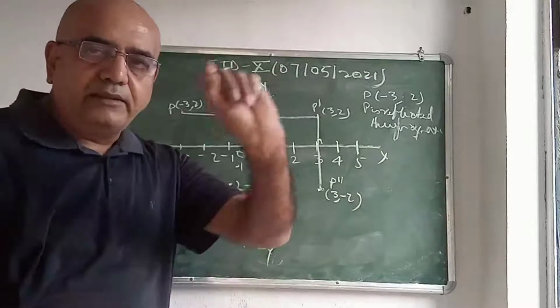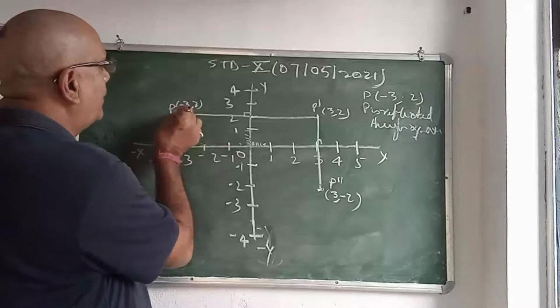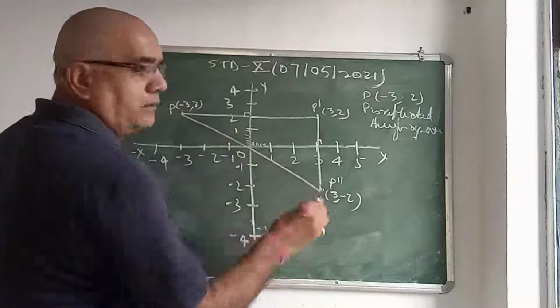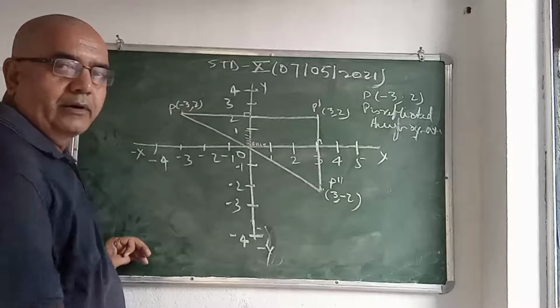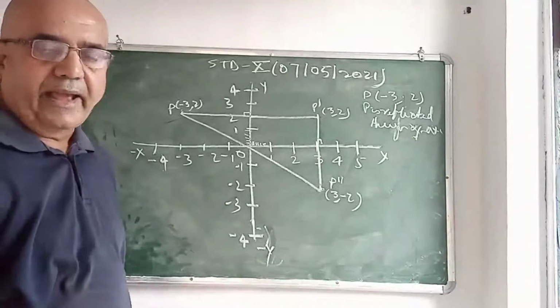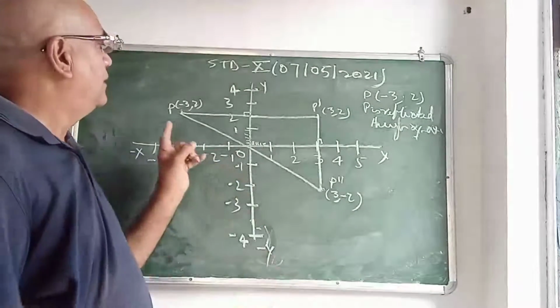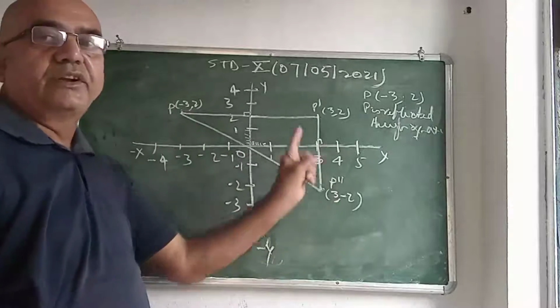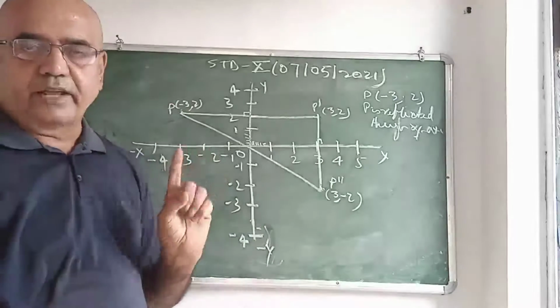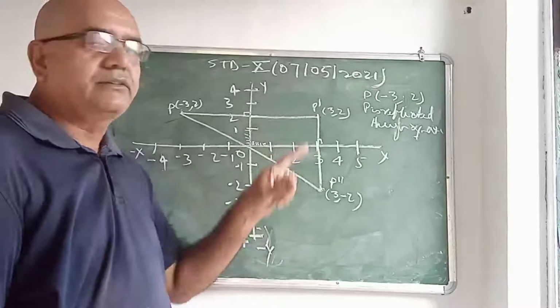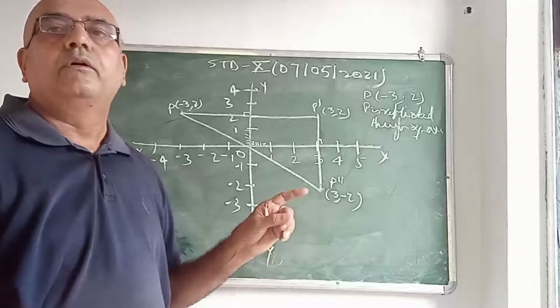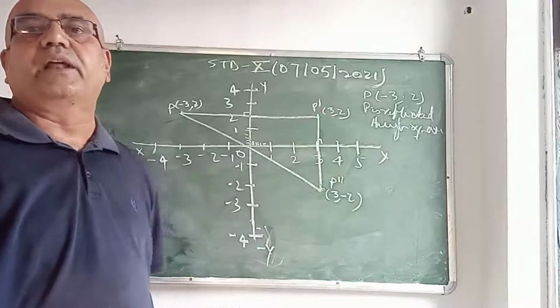Now the question says join the points. Then write the name of the figure. The exact name you have to write. Don't write only right angle triangle; write the exact name of the figure, right angle triangle. Now find the area of this triangle.